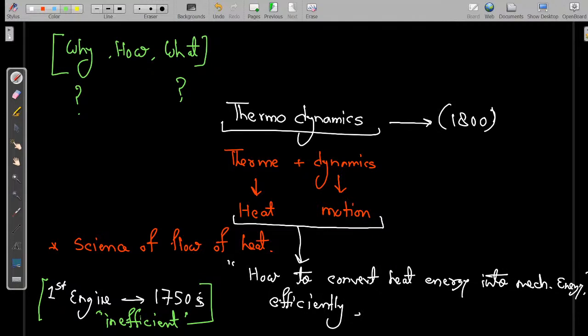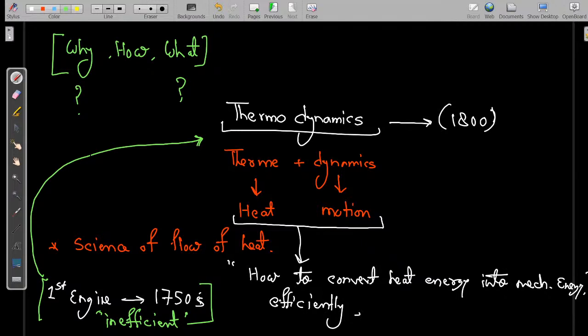Okay, so there was a need for how to increase the efficiency of these engines. Because of this need, the subject thermodynamics came into the picture. So initially, when it originated, thermodynamics was mainly concerned with heat engines. How we can convert heat energy into mechanical energy was the main concern.